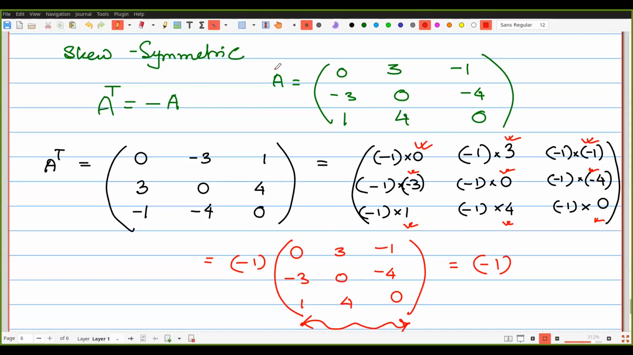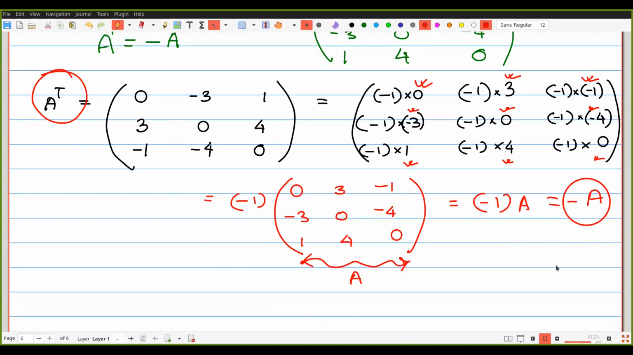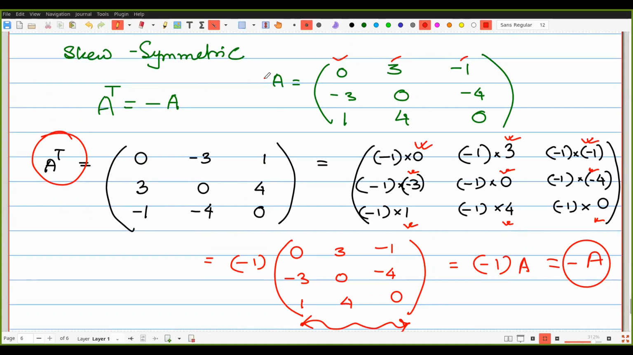Just look here: 0, 3, -1, -3, 0, -4, 1, 4, 0. So we can write that this is -A. So A transpose is equal to -A. Then we can say that matrix A is skew symmetric. That means when we take the transpose of the matrix and it becomes the negative of the matrix itself, then we can say the matrix is skew symmetric.